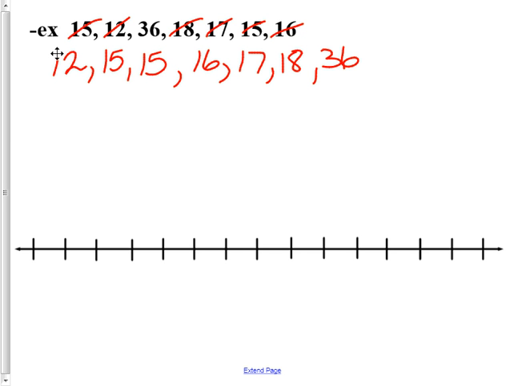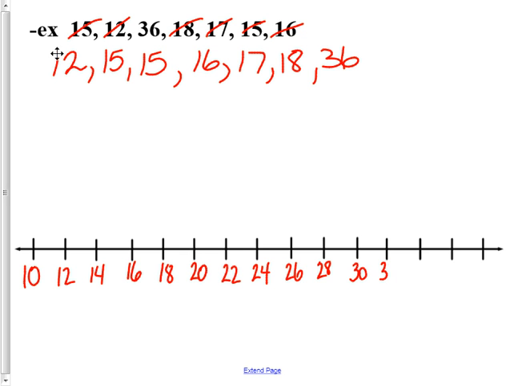I'm going to look for a scale. I have to go from 12 to 36, so it still looks like this is probably a pretty good candidate for counting by twos. I'm going to start with 10 because really I don't like to start with the number that's going to be our lower extreme. Not that you can't, that's just sort of a personal preference thing. 10, 12, 14, 16, 18, 20, 22, 24, 26, 28, 30, 32, 34, 36, 38.